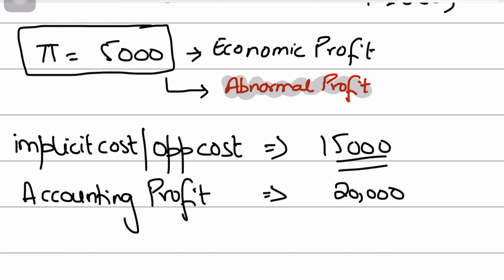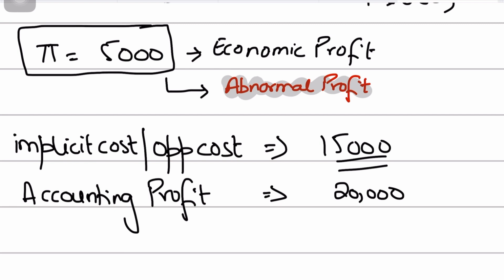So the 5,000 more that we have actually earned by doing the business, ये जो 5,000 हमें ज़्यादा मिल रहे हैं business करके, ये आपका एबनॉर्मल प्रॉफिट होता है. इसको एक इकोनॉमिस्ट बोलते हैं कि ये जो प्रॉफिट आपने अर्न किया है ये आपका एबनॉर्मल प्रॉफिट है. समझ आ रही है बात? So this is what economic profit and abnormal profit is.